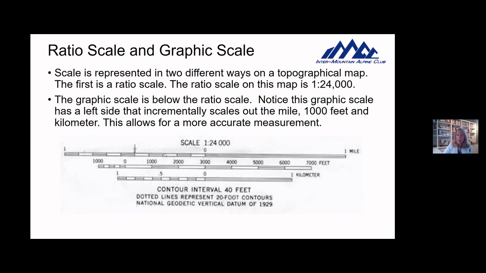1.3 miles, because on the left side of the 0, they scale it out for you in tenths of a mile. So this is 1.1, 0.2, 0.3, etc. Here's feet, and it scales it out for you even better here. And then here's kilometers, and this would be 1 kilometer, 1.1, 0.2, etc., etc.